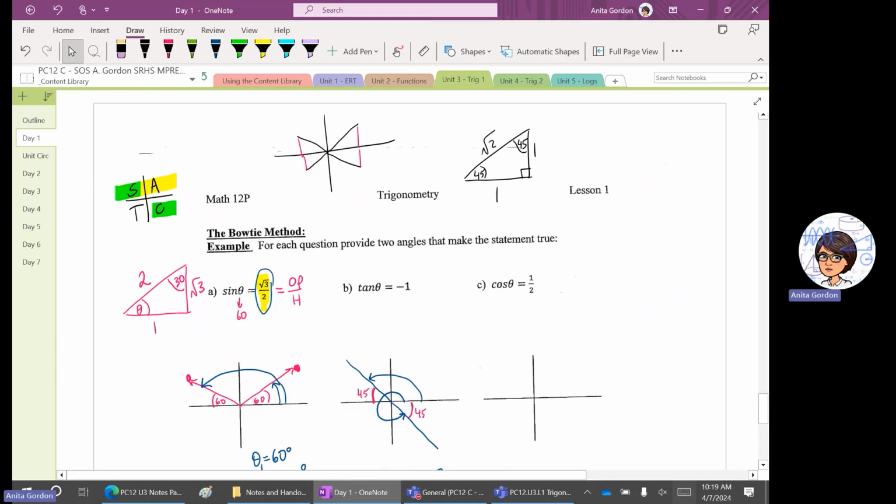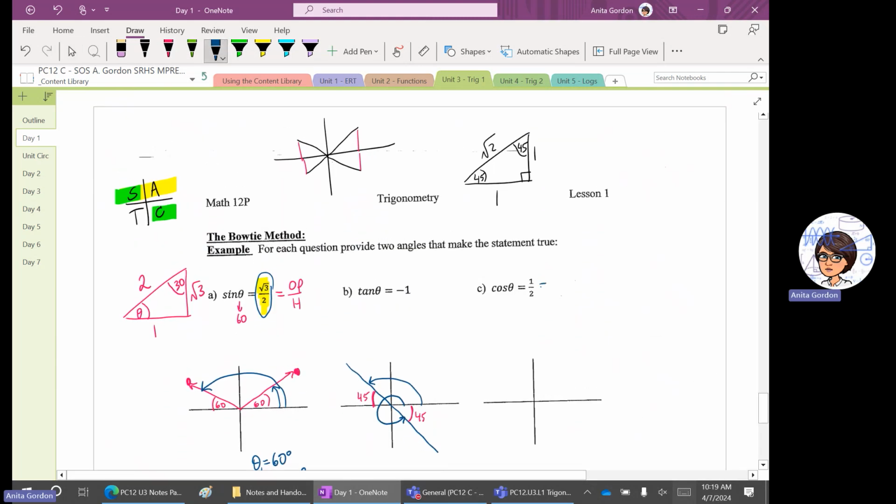Now, cosine of 1/2. So this means my adjacent side is 1 and my hypotenuse is 2. So I'm looking at this angle here. Adjacent is 1 and hypotenuse is 2. So this means my reference angle, I should do this in pink to keep it the same. My reference angle here is 30 degrees. Did I do that right? Adjacent, oops, nope, it is 60 degrees.